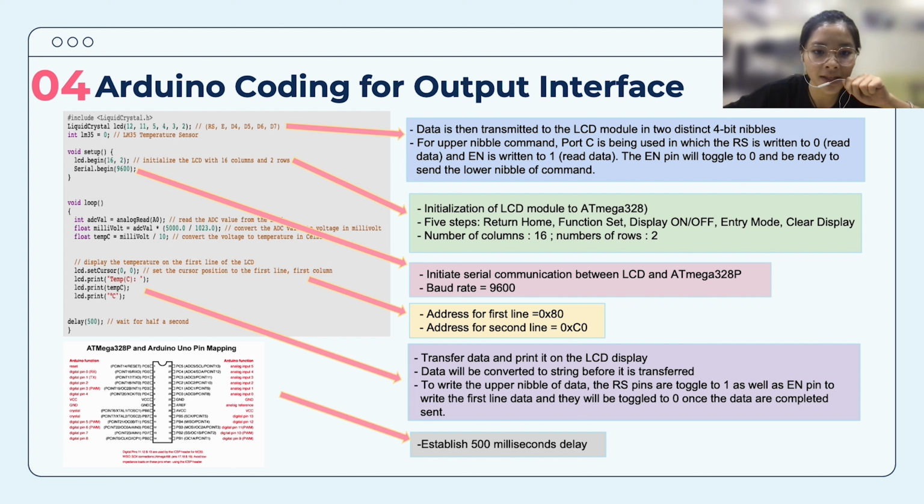Data will be converted to string before it is transferred, and to write the upper nibble of data, the RS pin is toggled to 1 as well as the EN pin, to write the first line data, and they will be toggled to 0 once the data is completely set. So finally, for the delay(500), it shows that we actually established a 500 milliseconds delay in the system.